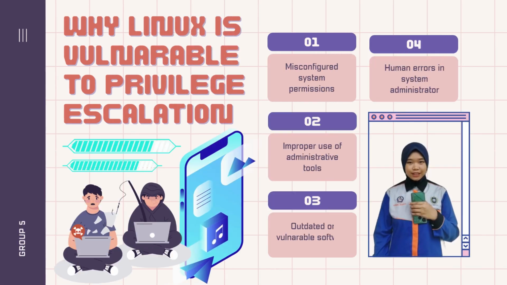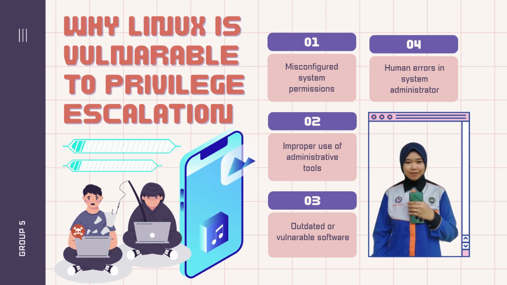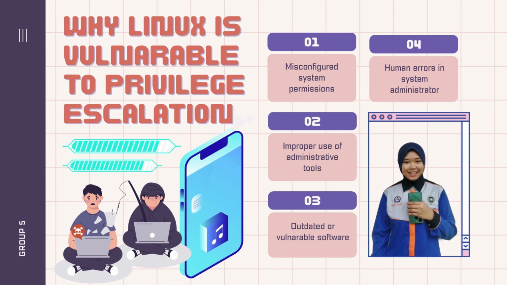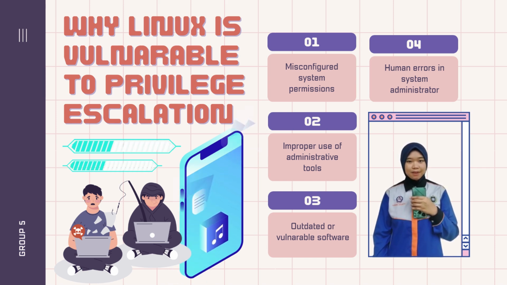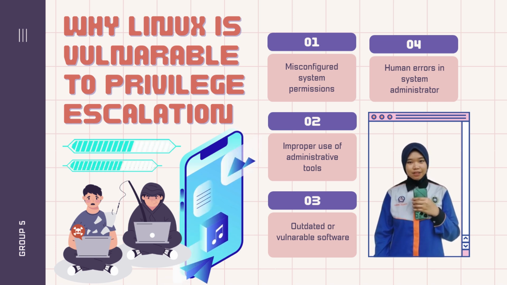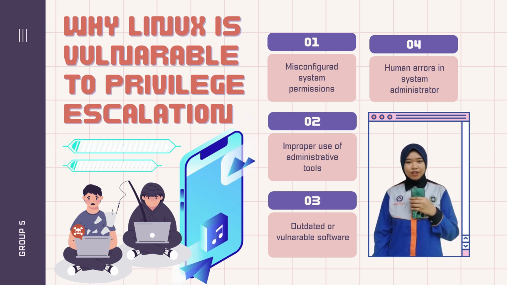I will be presenting on two related topics about Linux security. The first topic is why Linux is vulnerable to privilege escalation. Although Linux is widely known as a secure operating system, it is still vulnerable to security issues, especially when systems are misconfigured or poorly managed. In this presentation, I will explain the main reasons behind privilege escalation in Linux and discuss a common real-world example involving misconfigured sudo permissions. So, we're going to talk about why Linux is vulnerable to privilege escalation.